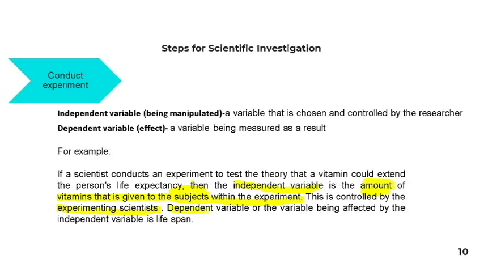Now the dependent variable, or the variable being affected by the independent variable, is the lifespan. That is the effect that you want to see. The variable that is being measured as a result. That's what you want, increasing the lifespan. So you conducted an experiment and you tried if the vitamin C is working, if it could prolong the life of a certain person. So that's it. That's the dependent variable, or the variable being affected by the independent variable.